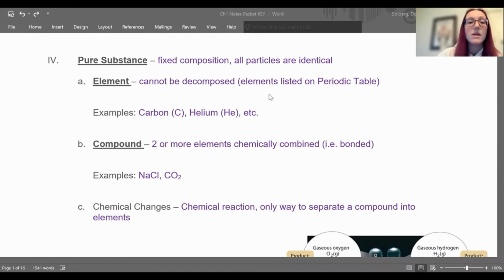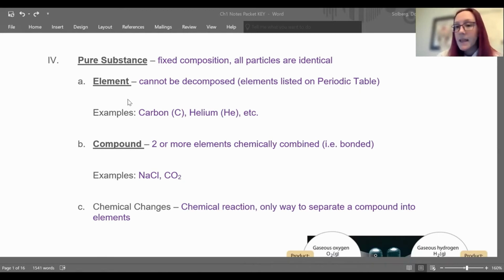All pure substances are either going to be elements or compounds. An element is something that cannot be decomposed. It cannot be broken down any further, no matter what process you do to it, except for nuclear, but we'll talk about that later. These are things listed on the periodic table. You will not have to memorize the periodic table, but you will always have access to one.